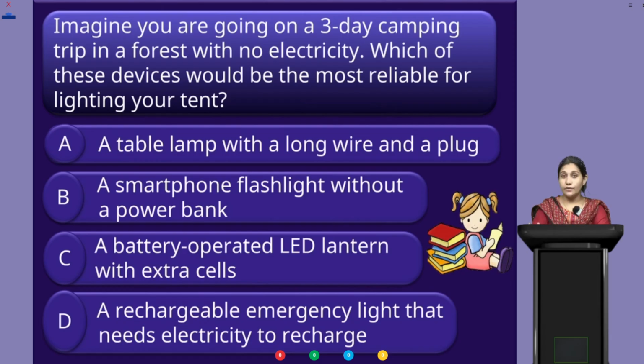Okay. So now again, your today's third question. Let's see what question we have. Imagine you are going on a 3-day camping trip in a forest with no electricity. Which of these devices would be the most reliable for lighting your tent? Option A, a table lamp with a long wire and a plug. Option B, a smartphone flashlight without a power bank. Option C, a battery operated LED lantern with extra cells. And option D, a rechargeable emergency light that needs electricity to recharge.